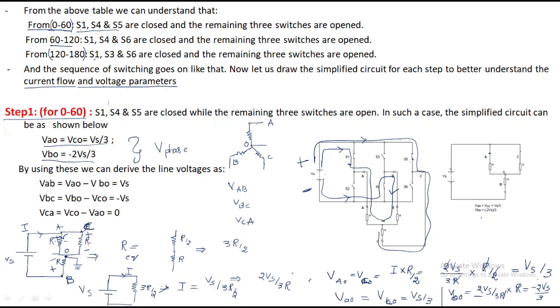Understand? Right. From that we will get VAB. VAB is always VA0 minus VB0. By doing the subtraction and multiplication we will get Vs. VBC equals VB0 minus VC0. By doing this we will get minus Vs. VCA equals VC0 minus VA0. So for 0 to 60 degrees we will get these values.